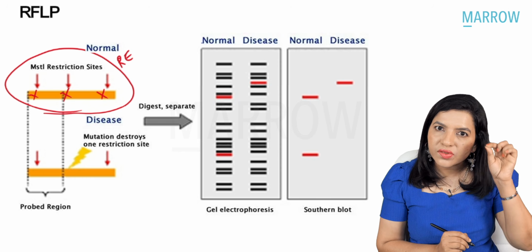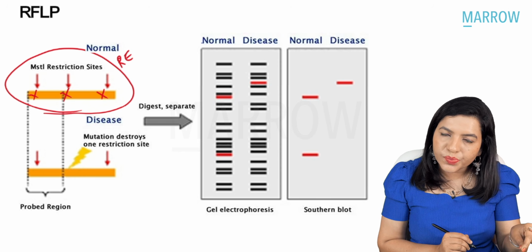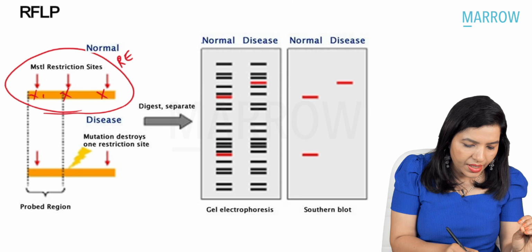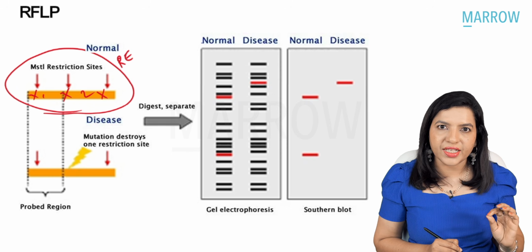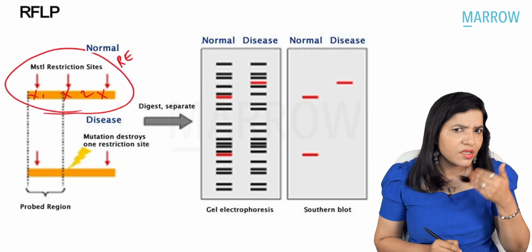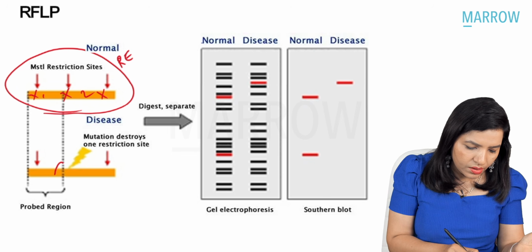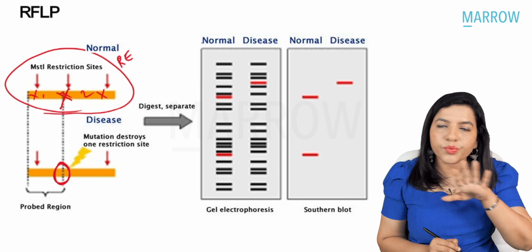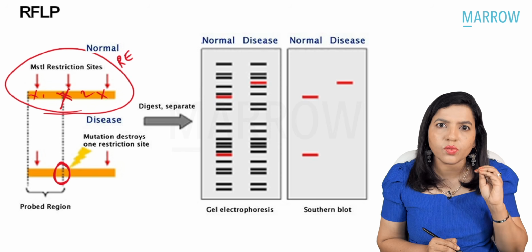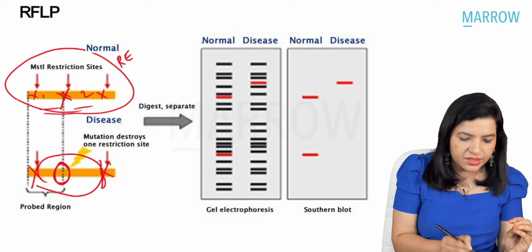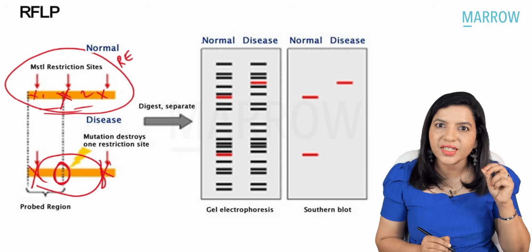This restriction enzyme normally has 3 restriction sites. Fine. So if this restriction enzyme is acting on this particular DNA, how many fragments will we get? Yes, we will get 2 fragments. Suppose there is a mutation in the second restriction site which abolishes that restriction site. So what will happen? This restriction enzyme can act only here and here, which means instead of 2 bands, we get only 1 band in a diseased person.